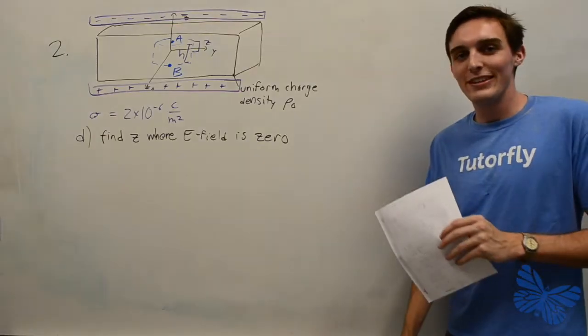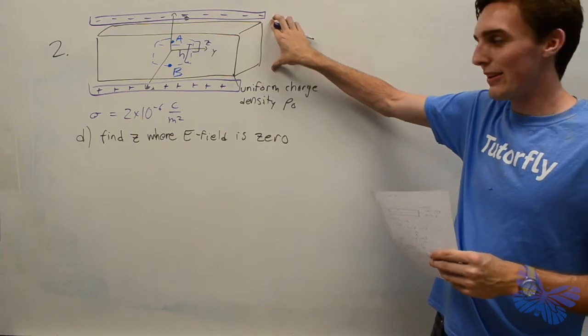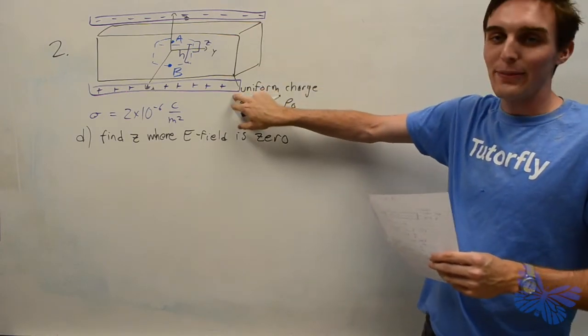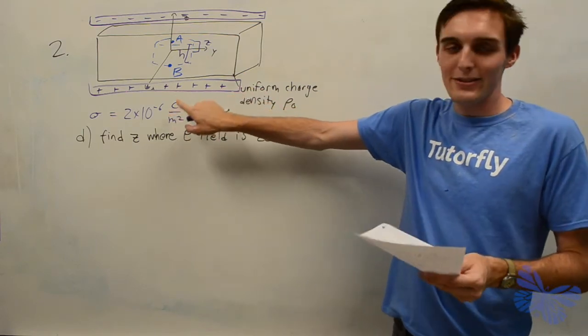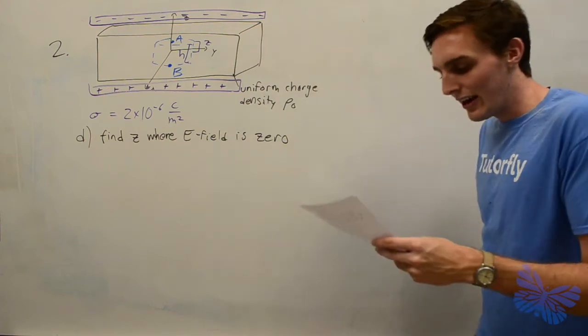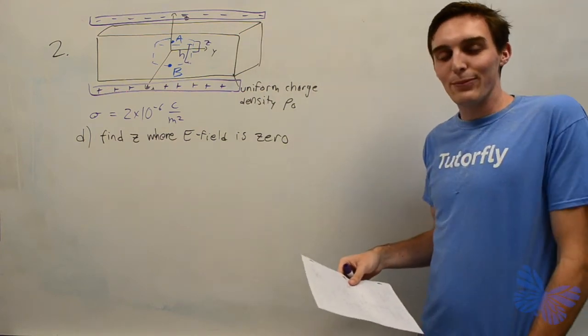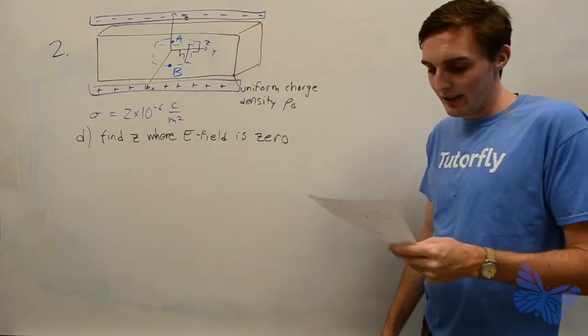Alright, so for part D, they add in these 2 conducting plates here. This one has a positive surface charge density of 2 times 10 to the negative 6. This one has a negative charge density of the same value. It asks you to find the point where the electric field is 0 in between these two.